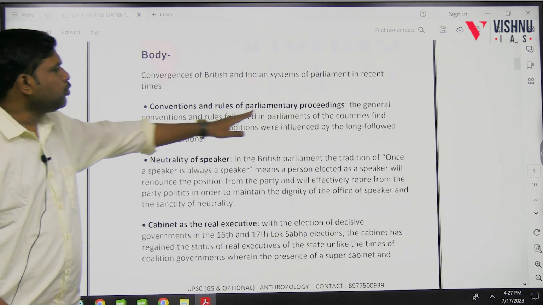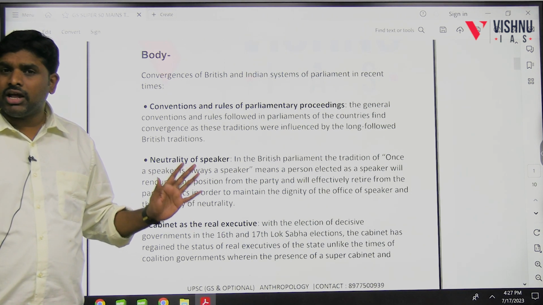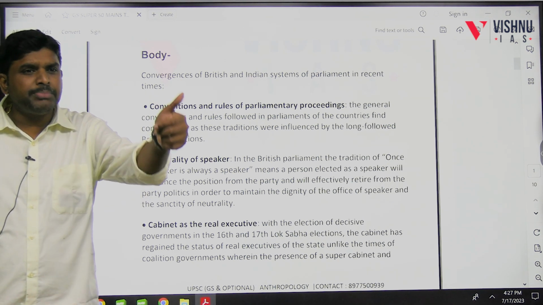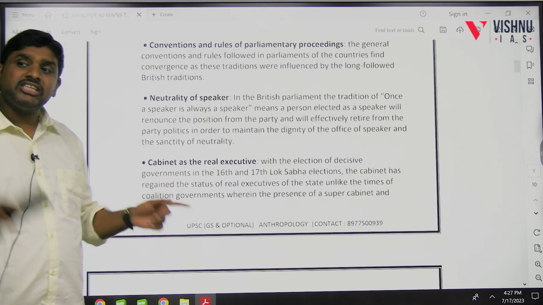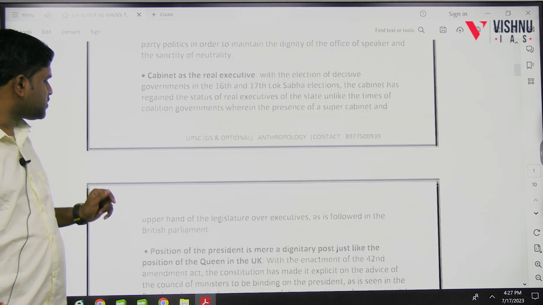For example, the rules of parliamentary proceedings are the same. Neutrality of the speaker: in both, the speaker is neutral. He will vote only when there is a requirement, when there is a tie, then only the speaker will come and give his vote. Same thing. The cabinet has the real executive power at both places.